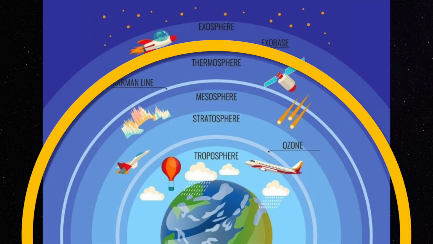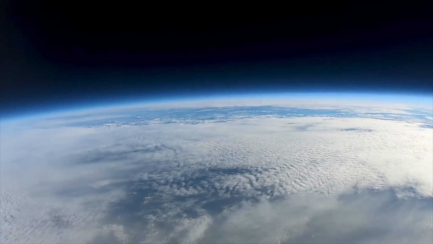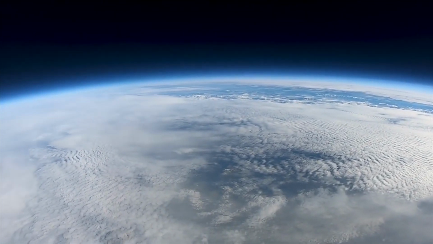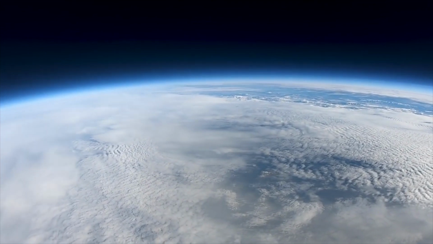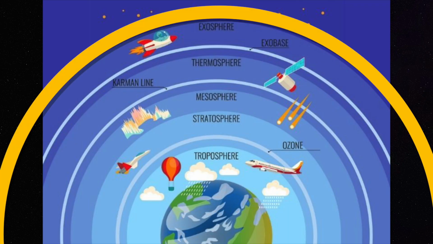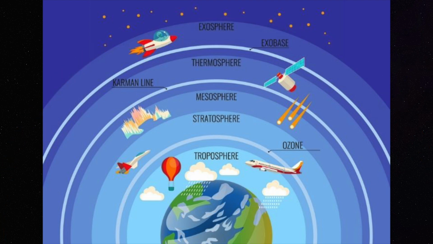The thermosphere reaches around 600 kilometers or 372 miles above the Earth. Solar radiation heats the upper regions of the thermosphere as high as 2,000 degrees Celsius or 3,600 degrees Fahrenheit. The exosphere is so far from Earth that gas molecules sometimes escape Earth's gravity, blending this layer with outer space.